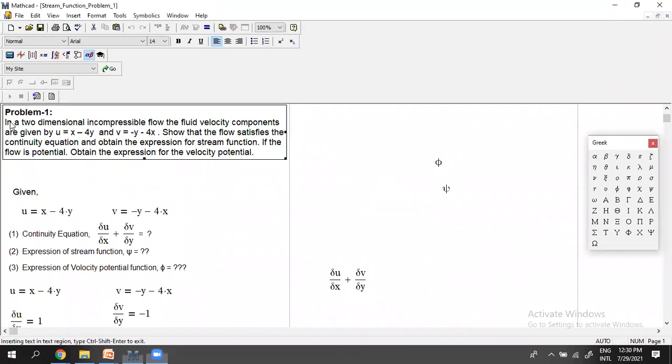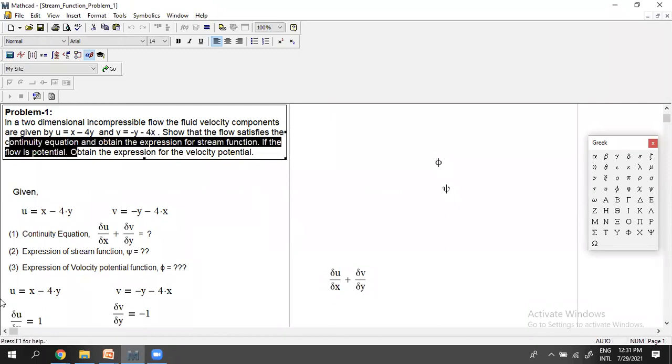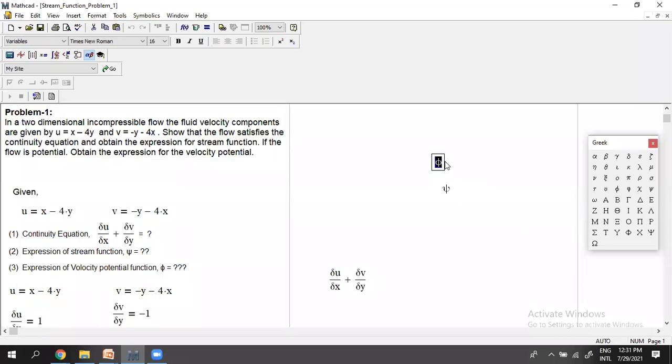It's saying in a two-dimensional incompressible flow, the fluid velocity components are given, U, and this is V. Show that the flow satisfies the continuity equation and obtain the functions. You have to figure out the phi function and the psi function. For two-dimensional flow, this is the continuity equation. So given U equal to this one, V equal to this one, the continuity equation is this one.